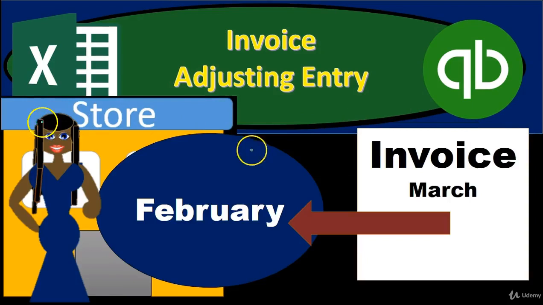Then we're going to have the invoice adjusting entry. We're going to have an adjusting entry related to an invoice created after the month end for which the work was done prior to that, and therefore we're going to have to record that invoice as an adjusting entry before the close of the month.